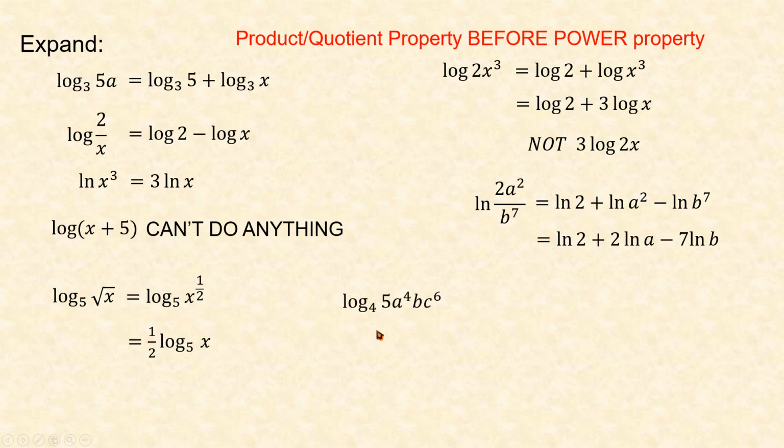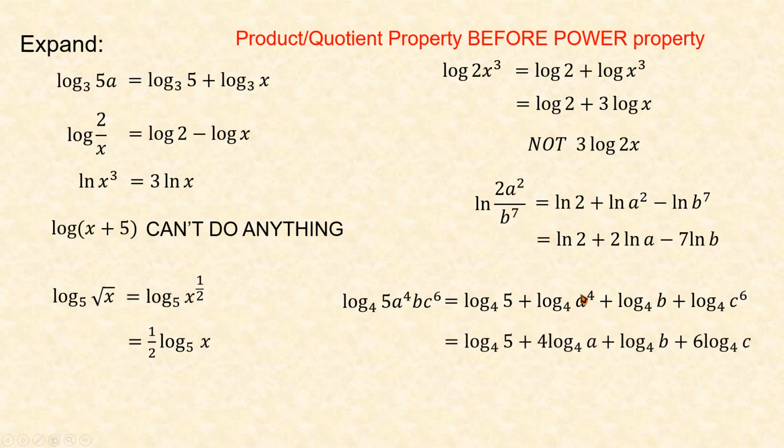Next one, I got log base 4 of 5 a to the 4th, b, c to the 6th. It looks all crazy, but it's all the same thing. Product and quotient first, so split them out before you do the exponent. I got log base 4 of 5 plus log base 4 of a to the 4th plus log base 4 of b plus log base 4 of c to the 6th. And then do the power property on each of them. So this one's done. This one, bring the 4 down to the front. B is done. C, you bring the 6 to the front. And there we are.